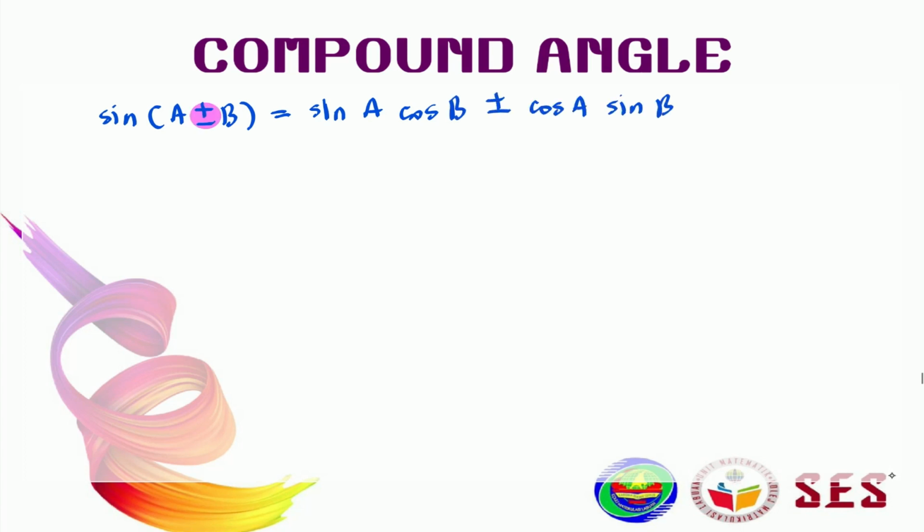Now this plus minus sign means if it is plus over here, this here will follow as plus. If it is minus here, then this here will follow as minus. So this just means that they are going to follow each other.